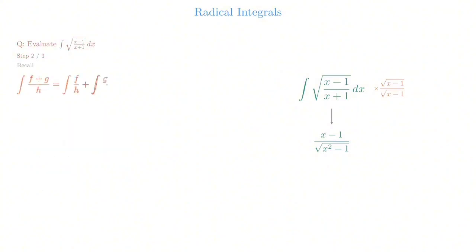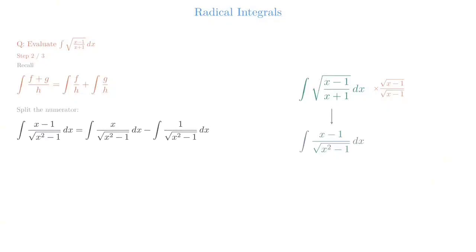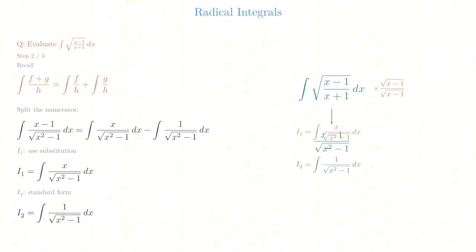Step 2. We split the fraction x minus 1 over the square root of x squared minus 1 into two separate terms. We write x minus 1 as x minus 1, and split it into the integral of x over the square root of x squared minus 1, minus the integral of 1 over the square root of x squared minus 1. Call the first integral I1. We'll use u substitution with u equals x squared minus 1. Call the second integral I2. This is a standard form that equals the natural log of x plus the square root of x squared minus 1. Let's evaluate each integral now.